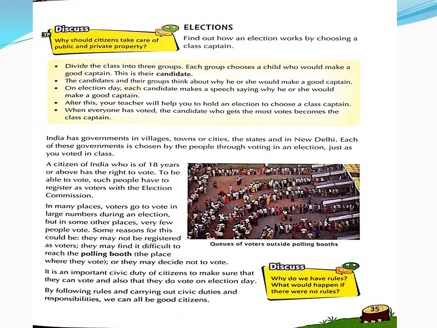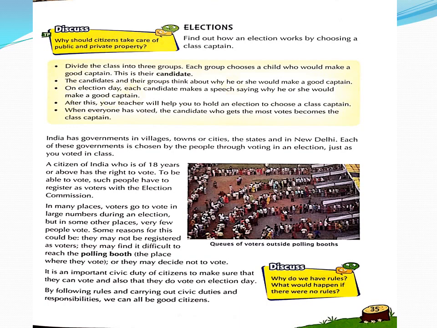Right? Now we will move to the next topic, and our next topic is election. I hope all of you are familiar with this word, election. So before going to the topic of election in a broader sense, we will have to learn what election is from a very small perspective. Okay? Find out how an election works by choosing a class captain. I hope all of you know who a class captain is.